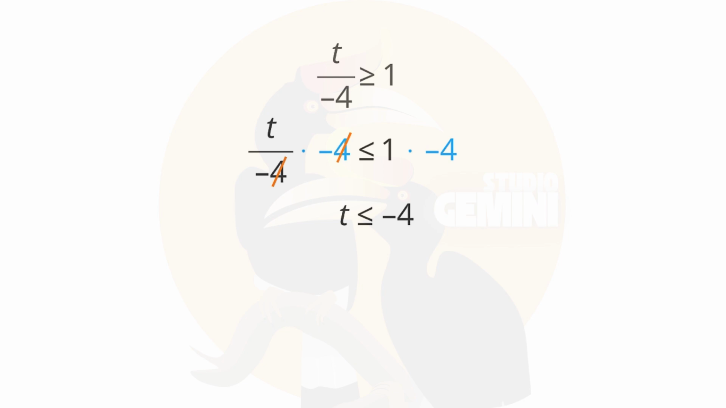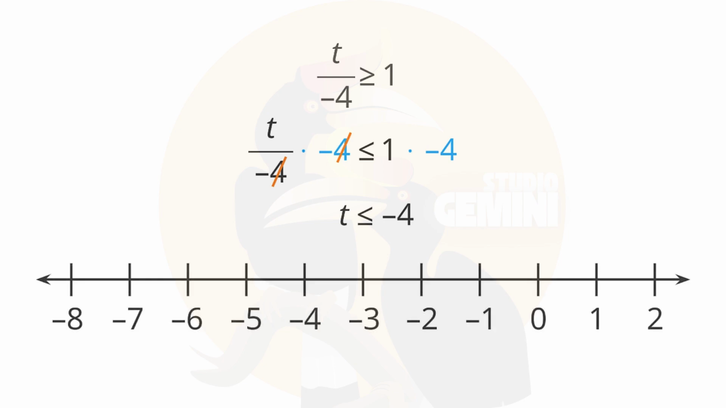Let's graph this solution. Negative 4 is a solution because negative 4 is less than or equal to negative 4. We will use a closed point at negative 4. Numbers that are less than negative 4 are to the left of negative 4. We will draw a ray to the left. The graph now shows the solutions to the inequality t divided by negative 4 is greater than or equal to 1. Let's look at one last example.